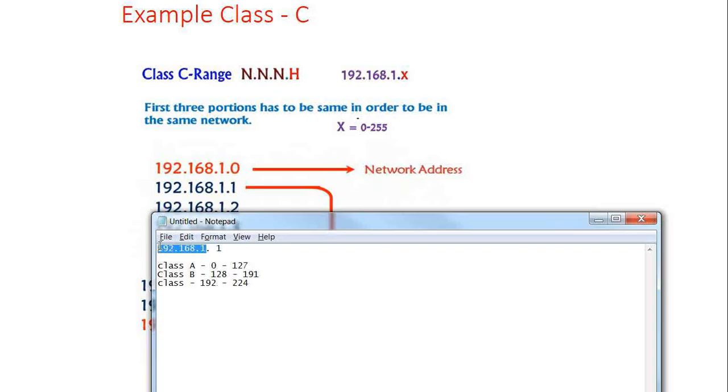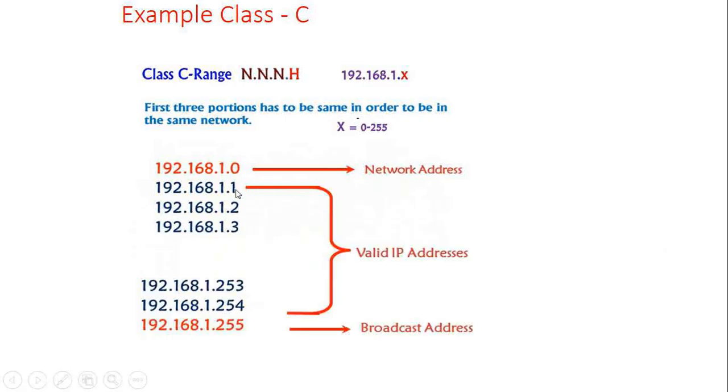Now for me to say the other device is also in my network, it has to have the same network portion, like 192.168.1. The host portion can change, because it has to have its own address. So let's say it has 2. Mine is dot one and the other device's IP address is dot two. We are in the same network. So how many such devices can we have? We can have 0 to 255 in the same network for a class C.